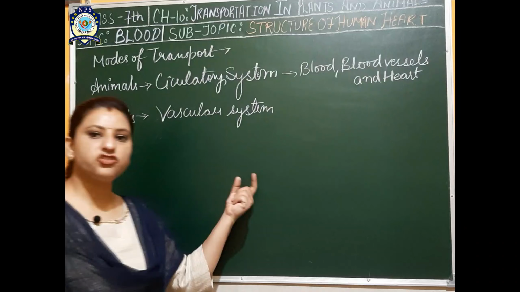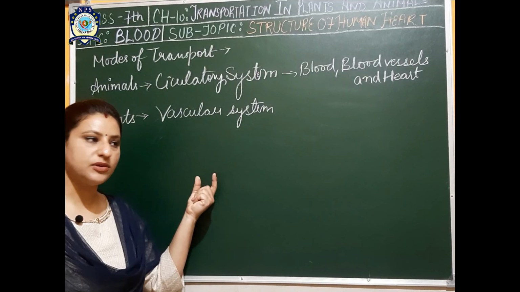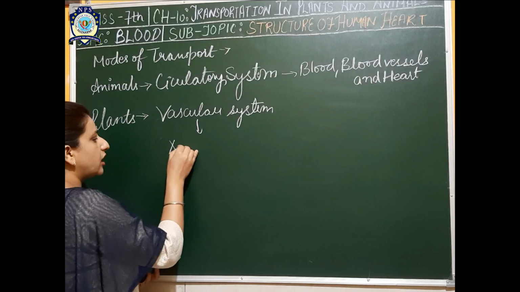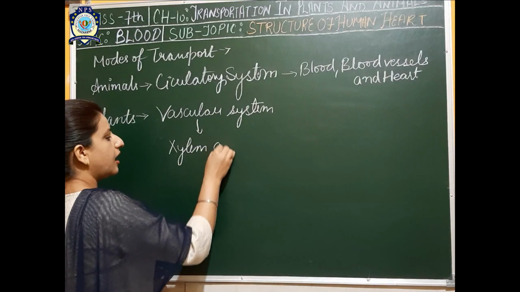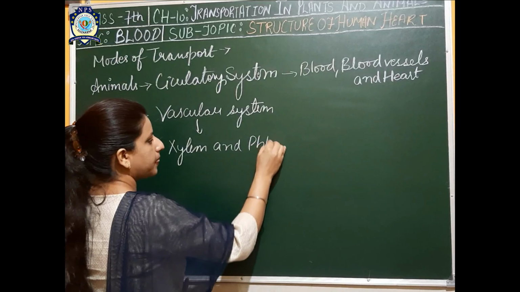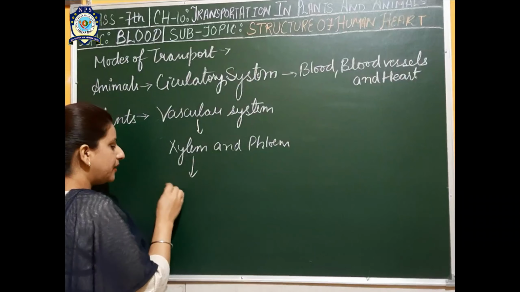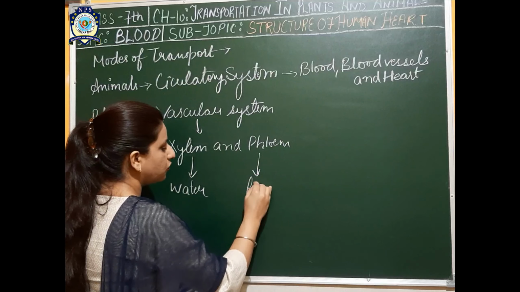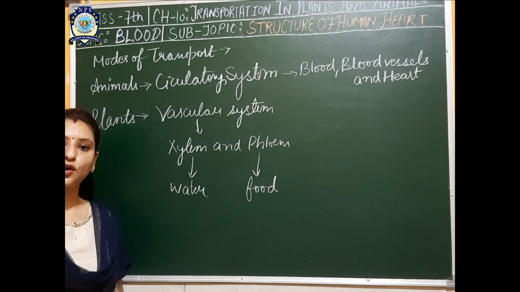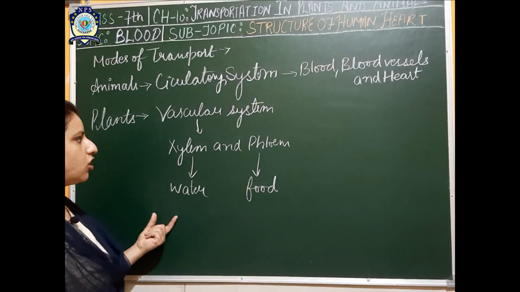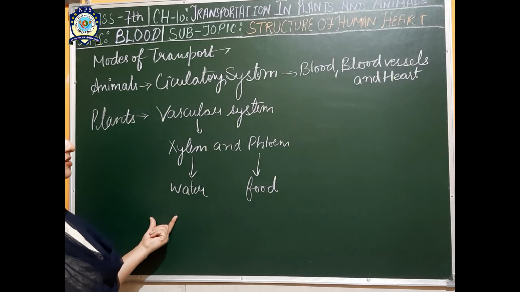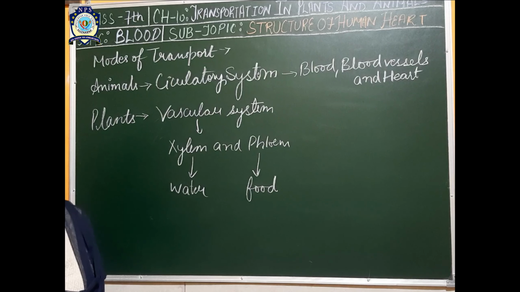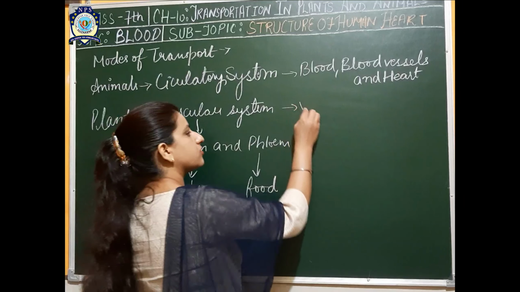We will discuss each topic related to animals in detail. But in case of plants, the vascular system comprises two types of vessels, that is xylem and phloem. Xylem helps in carrying water and phloem helps to carry food inside the body of a plant. So this is all about the modes of transport in animals and plants. Animals have a circulatory system and plants have a vascular system, which is also called a vascular bundle.